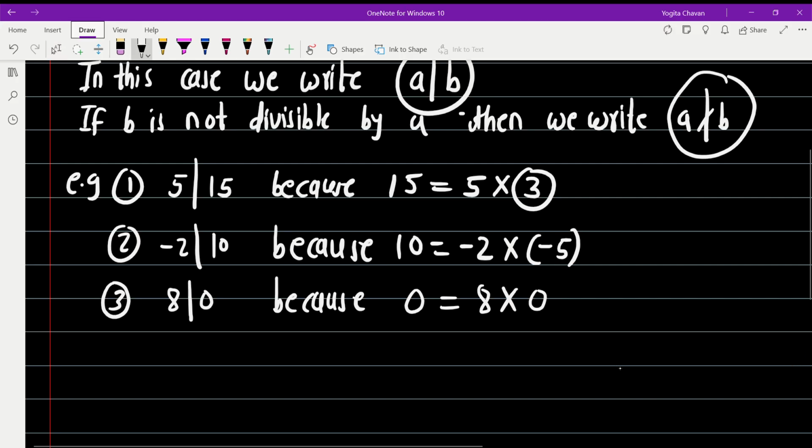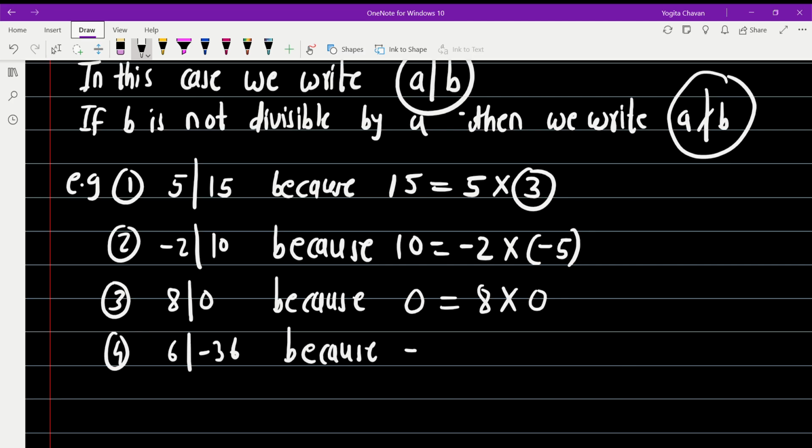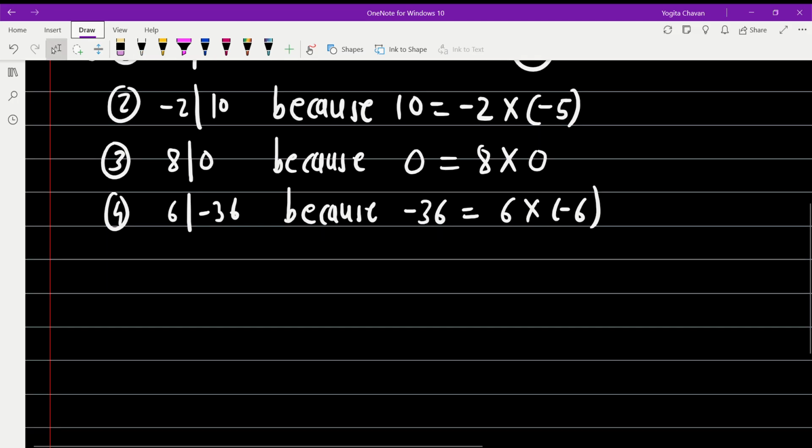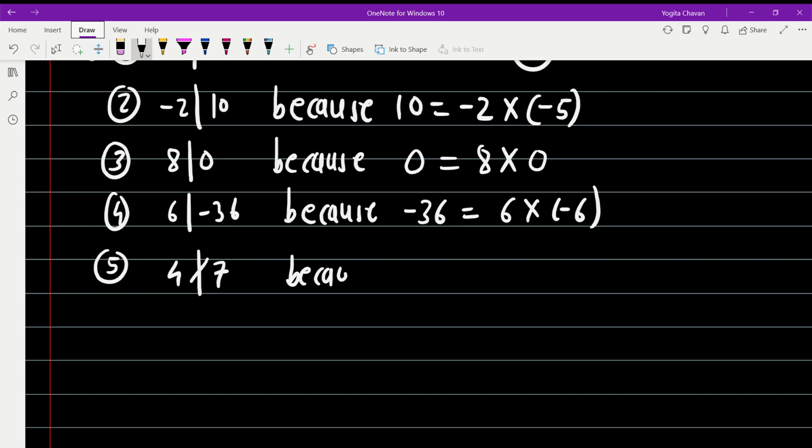Now number 4, 6 divides -36. So why? Because -36 is equal to 6 into -6. Now the fifth example, 4 does not divide 7. Now why? Because 7 is never equal to 4 into c for any integer c.